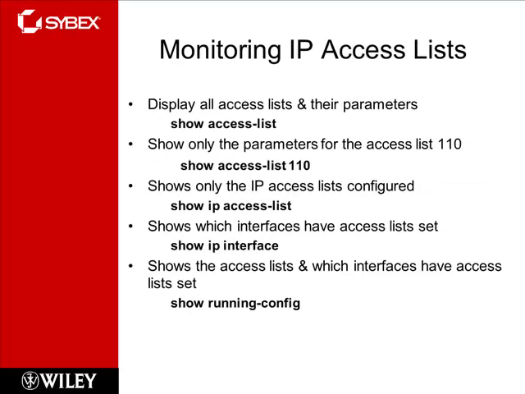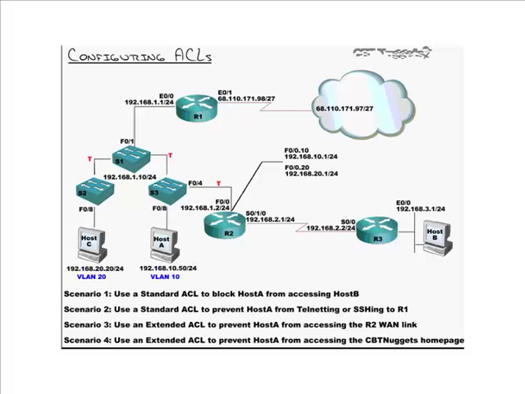Monitoring: show access-list 110, show ip access-list. The show access-list and show ip access-list commands, I think, do exactly the same thing. Show ip interface shows which interfaces have access lists. Show access-list will list the statements that are in it and tell you how many times it's been invoked. If it's a deny, it tells you how many times it's been denied. If it's a permit, how many times traffic has been permitted with it.